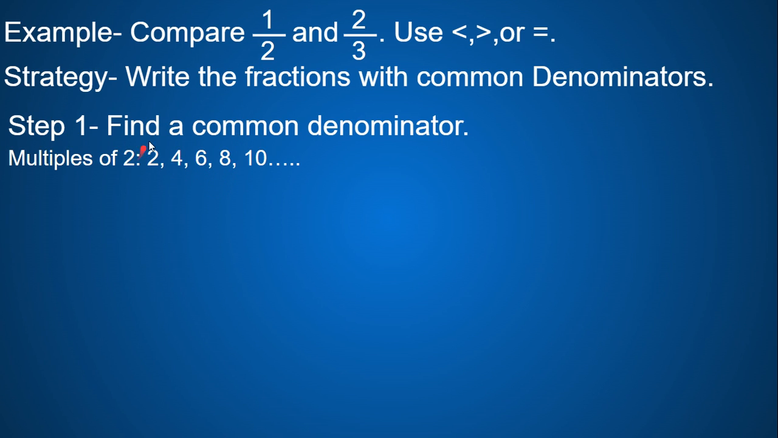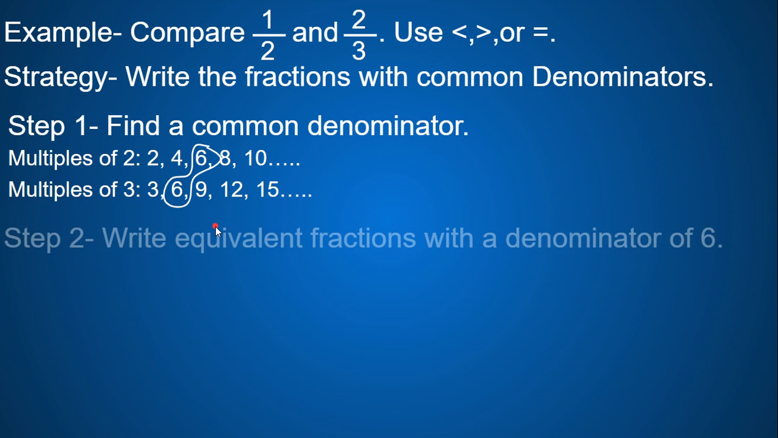So our multiples of 2 are 2, 4, 6, 8, and 10. And we can do that by just counting by twos or doing 2 times 1, 2 times 2, 2 times 3, so on and so forth. Our multiples of 3 are 3, 6, 9, 12, and 15. And I see that 6 is the same for each of them, so that is going to be our new common denominator.